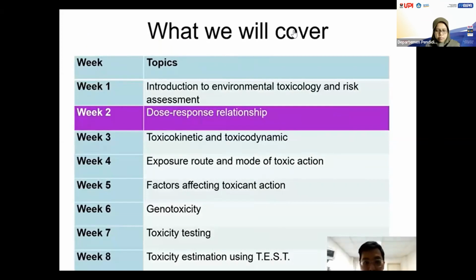So today we are in week 2. Week 2 we talk about dose-response relationship. In this lecture we are going to look into what exactly dose-response relationship is and what we can do to evaluate the dose-response relationship of particular chemicals. There are also several parameters from this dose-response relationship that we need to know, for example NOEL, no observed adverse effect level. You also need to know about the LOEL, lowest observed adverse effect level. What are they?